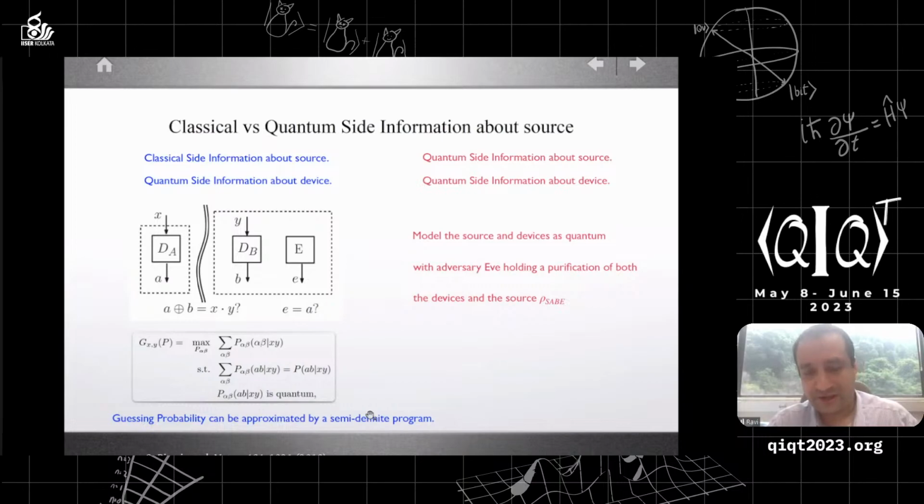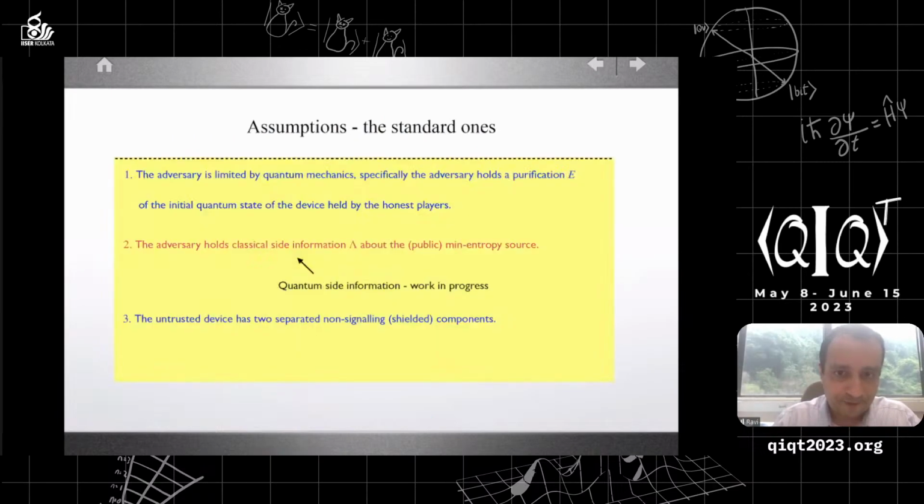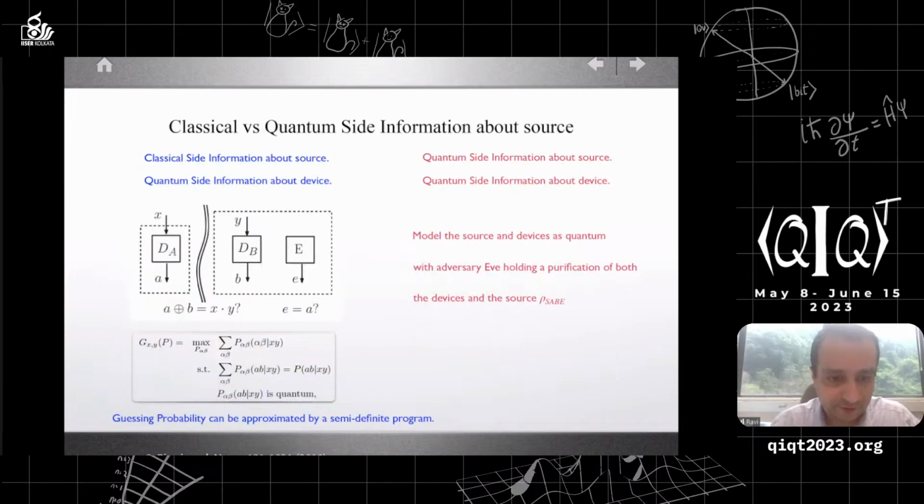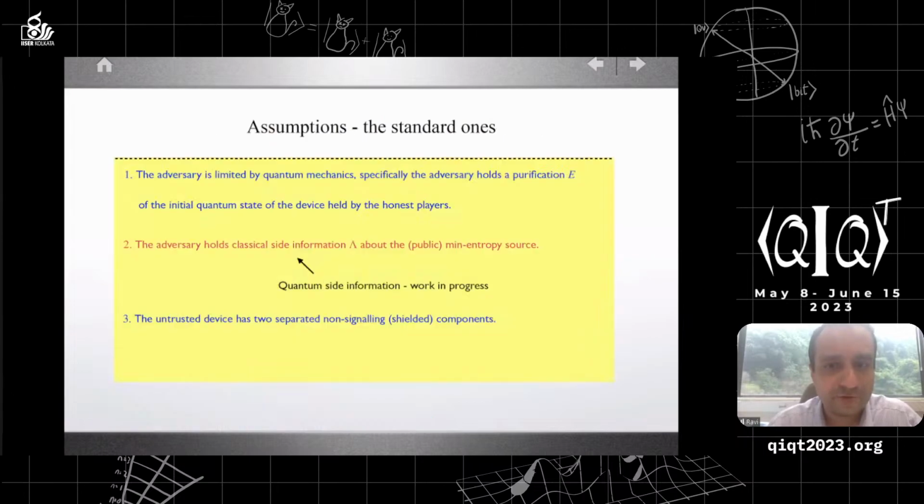So you can approximate it by a semi-definite program through a hierarchy of semi-definite relaxations to the quantum set that was discovered a long time ago by Navascués, Pironio, and Acín. You can read more about these things in my postdoc supervisor Pironio's paper in Nature. So that's the assumption, the first two assumptions.